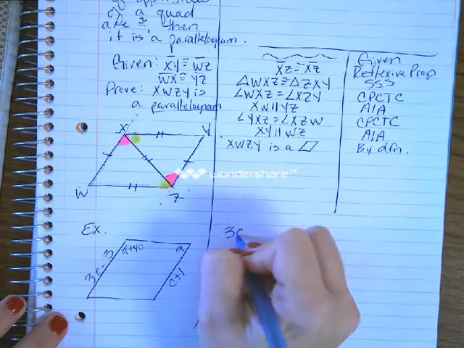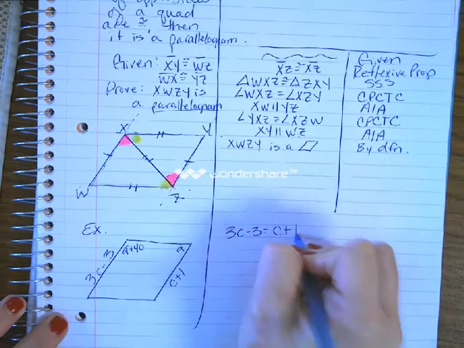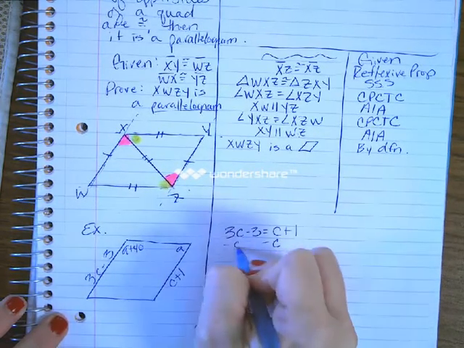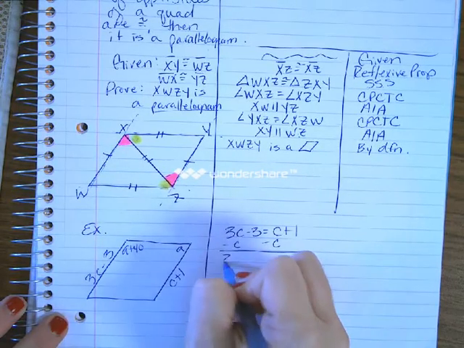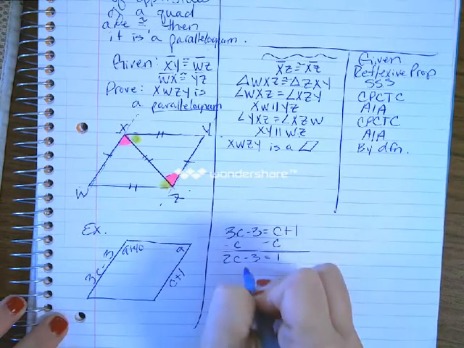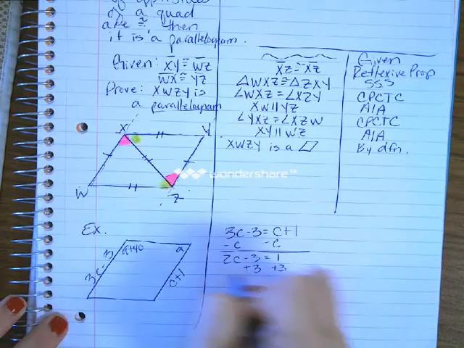Subtract the C. C minus 3 equals 1. Add 3. C equals 4. Divide by 2. C equals 2.